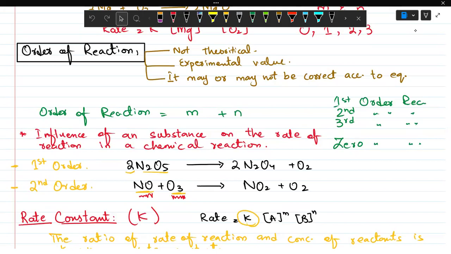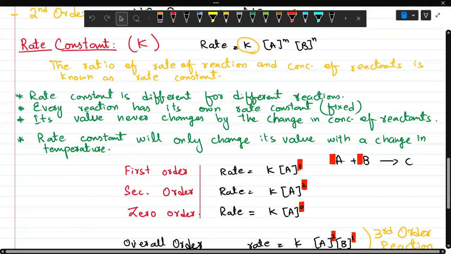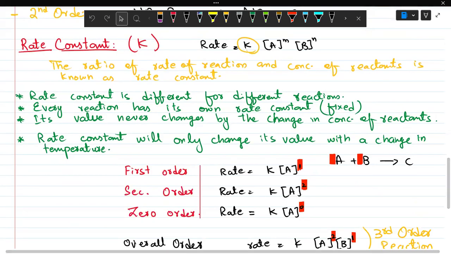Yes, sir. Okay. Then we discussed the rate constant. I told you one major point here: the rate constant value does not change with the change in the concentration of one or more of the reactants. But its value will change when the temperature changes.